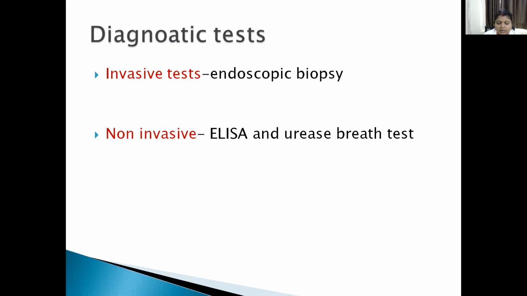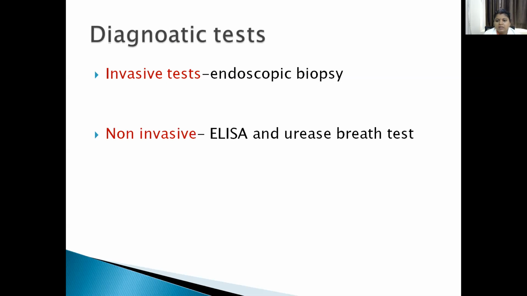Non-invasive tests involve the ELISA test, and Helicobacter antigens or antibodies can be detected by using the fluorescent antibody test or ELISA. These tests are available for detection of Helicobacter pylori. And another test is the urease breath test.